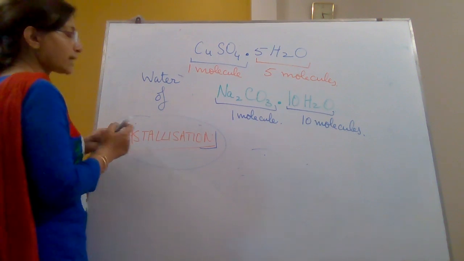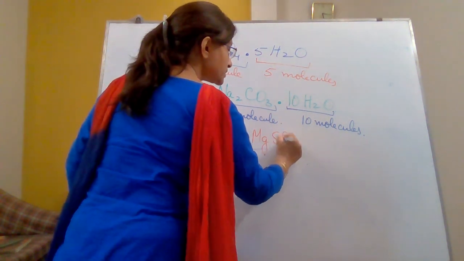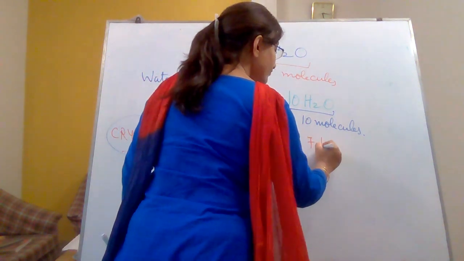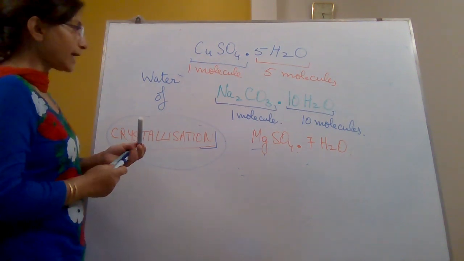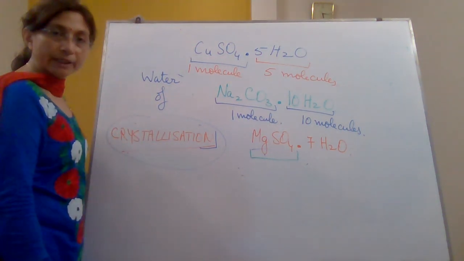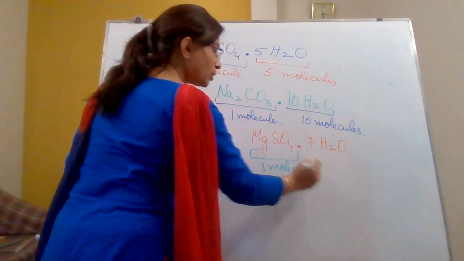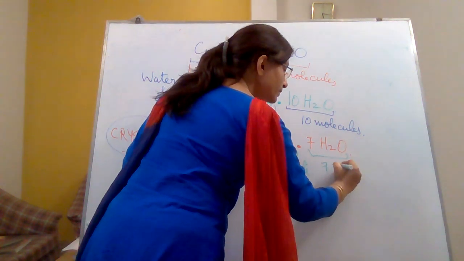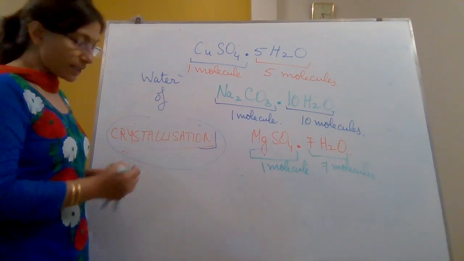The last example, let's have magnesium sulfate, MgSO4.7H2O. What does that mean? It means that during the formation of the crystals of magnesium sulfate, one molecule of magnesium sulfate was attached with 7 molecules of water of crystallization.